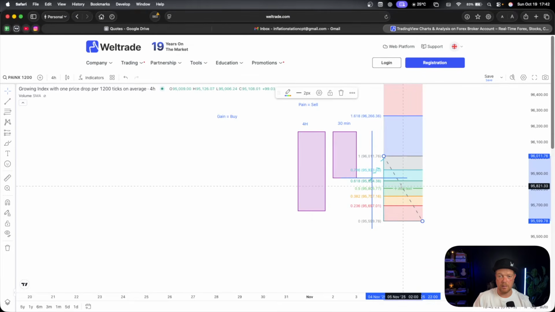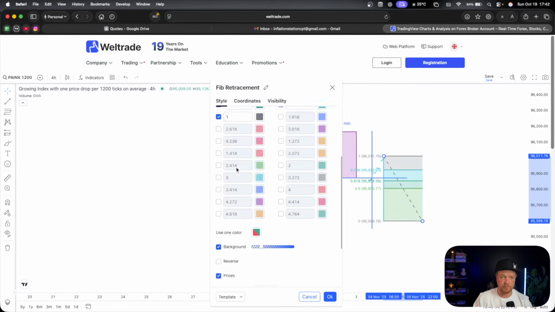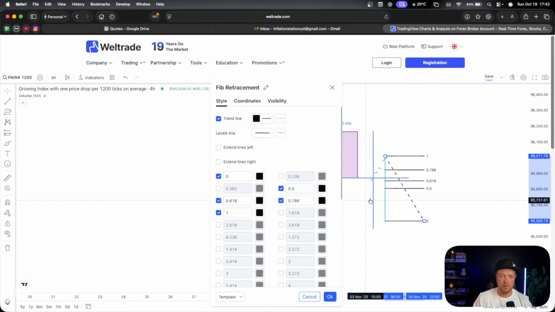Let's just quickly change the Fib settings so you can see what I'm doing here. And then you can also take a screenshot of how I make my Fib settings. So it's really standard. I'm just going to make it easy for you to understand. Let's just make it black, so you can just see exactly the levels that I'm doing. So it's 0, 0.5, 0.618, 0.786, and the 1. So take a screenshot. These are the standard Fib settings. These are the ones that I use.